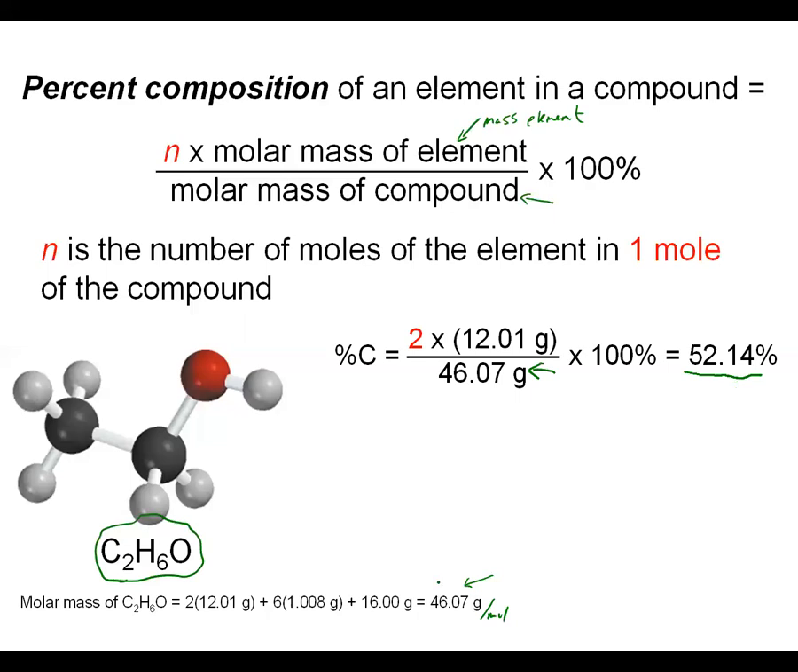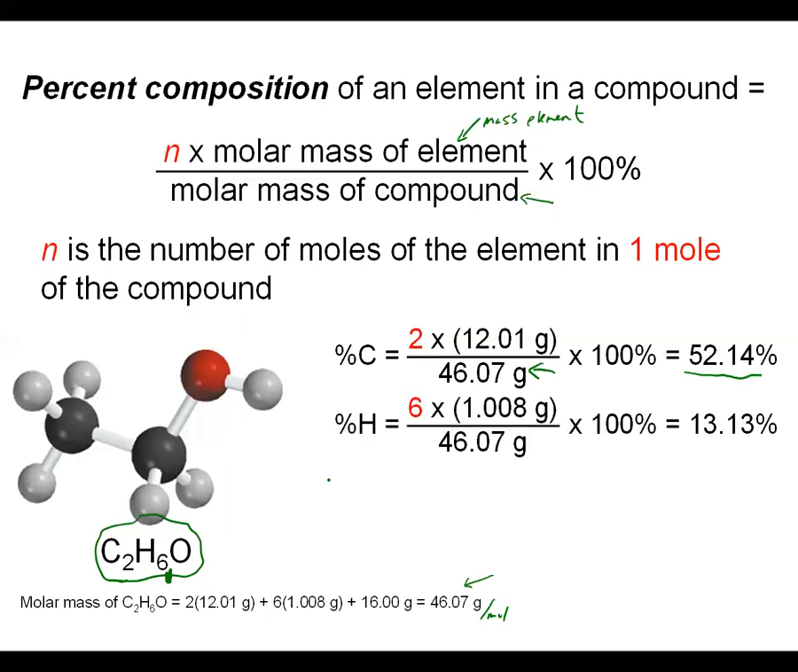We would do the exact same thing for our hydrogen, except that we do have 6 hydrogens in this guy. So we would go to the periodic table and take 6 times the molar mass of hydrogen from the periodic table. So again, this is basically from our periodic table, the molar mass. And same thing down here, this 1.008 is our molar mass of hydrogen, times divided by 46.07, times it by 100, and we get 13.13%.